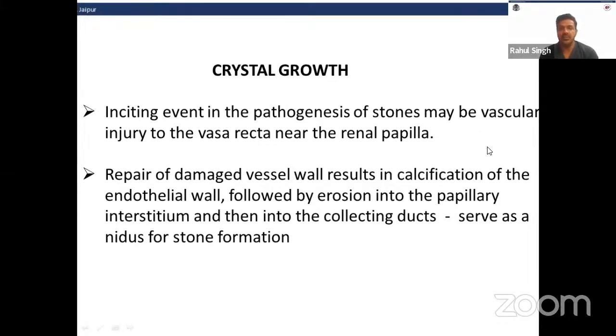Repair of the damaged vessel wall results in calcification of the endothelial wall, followed by erosion into the papillary interstitium, and then into the collecting ducts, which serve as a nidus for stone formation.